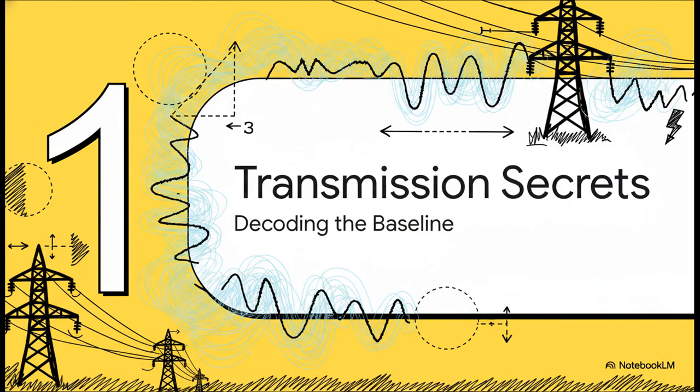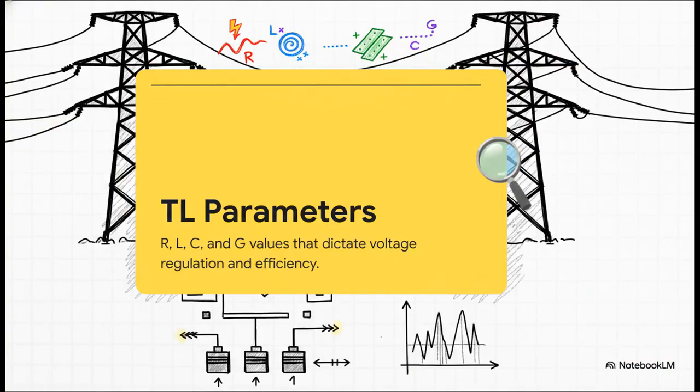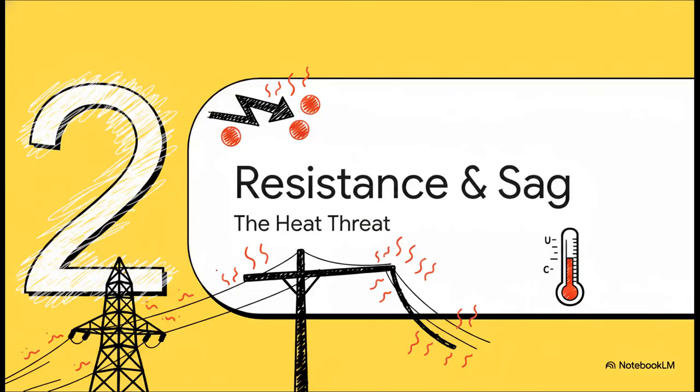Decoding the baseline. To really understand how the grid works, we've got to look way past just the physical metal. A power line is actually defined by four core parameters: resistance, inductance, capacitance, and conductance. Now, these aren't just boring textbook variables. Calculating them is absolutely crucial because they dictate voltage, efficiency, and even how the grid survives a short circuit. Simply put, if you don't know these four fundamental values, you really don't know how your grid is going to behave.